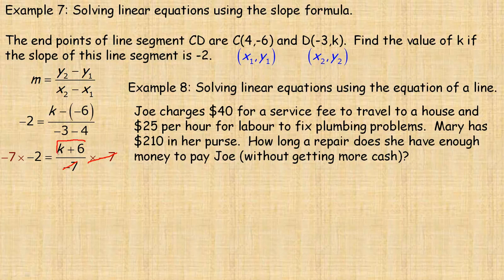So now I don't have a fraction anymore. On the right side, I just have this k plus 6. And of course, on the left, negative 7 times negative 2 is 14, and k plus 6 on the right. Now I want to isolate for k, so get the 6 over here and subtract it from the 14, and k will be 8. So that would be your k value. So this is the point negative 3 comma 8.